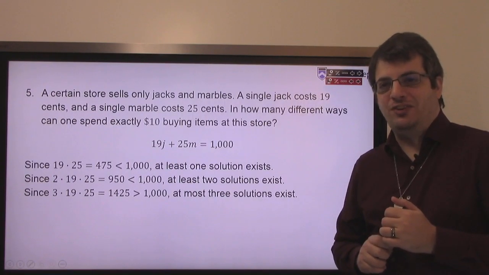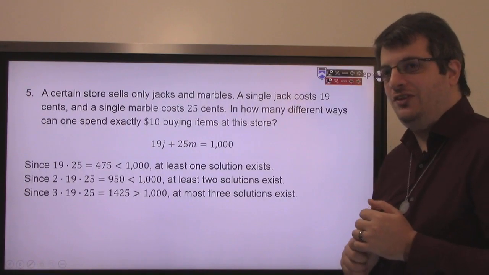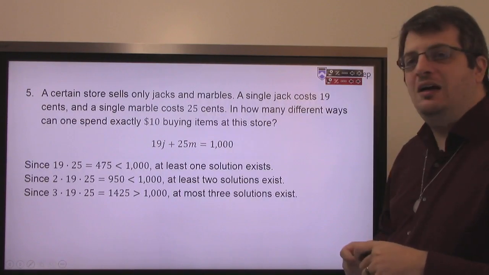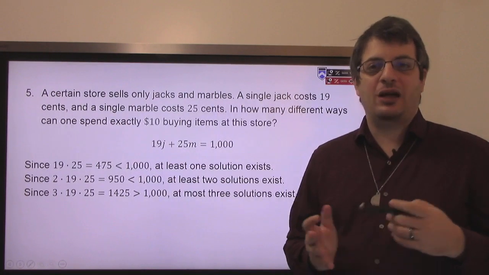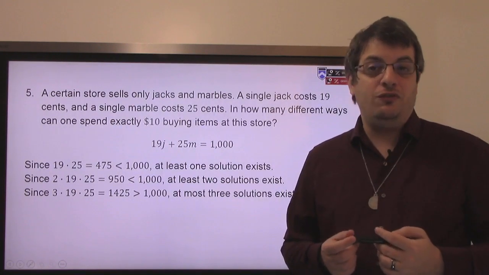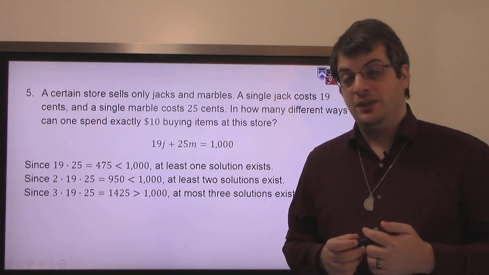Shashwat has clearly figured this out. Good for you. But if I just wanted to buy marbles, I could do that, right? And it doesn't say anything about it has to be a positive number, I have to buy some of each or anything like that. So 0, 40 is a legit solution here, right?